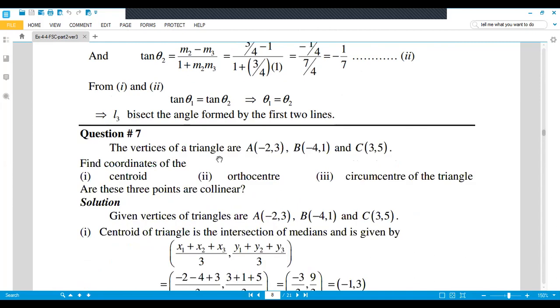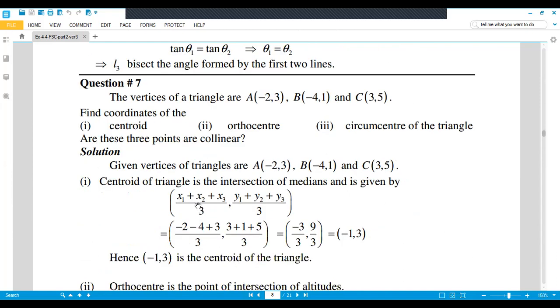Question number 7. The vertices of a triangle are A, B, C. Find the coordinates of the centroid, orthocenter, and circumcenter of the triangle. So for the centroid, you have the formula: x1 plus x2 plus x3 divided by 3, y1 plus y2 plus y3 divided by 3. So minus 2 minus 4 plus 3 divided by 3, and 3 plus 1 plus 5 divided by 3, so we get minus 1, 3.